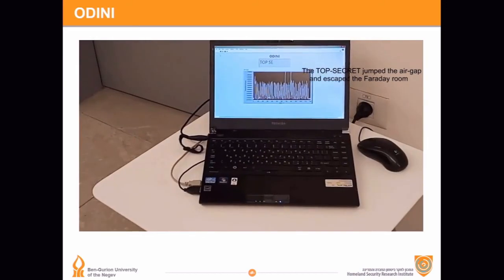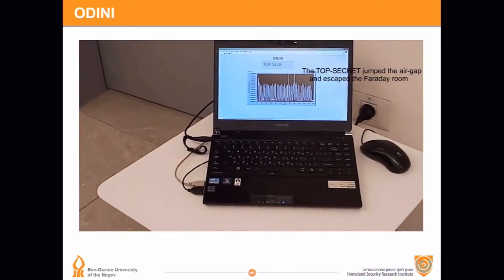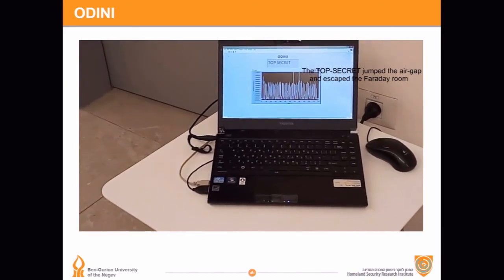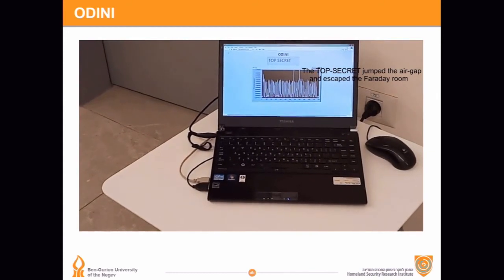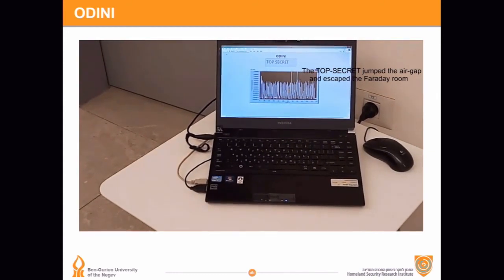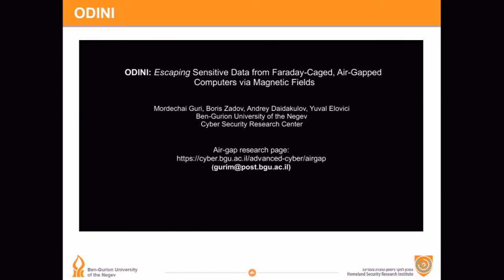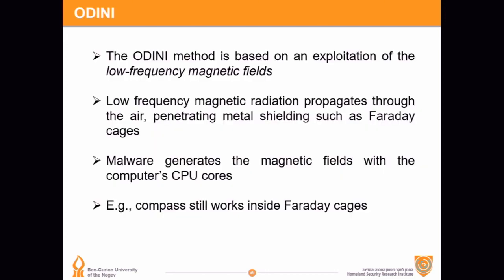I won't get into much detail. I'll just tell you that in this covert channel we use low frequency magnetic fields that can break through metal shields and leak data out of the Faraday cage. We generate the low frequency magnetic fields from the CPU cores. We just run a special code on these cores that can generate these magnetic fields and leak the data out. Again, you are invited to read the full paper.